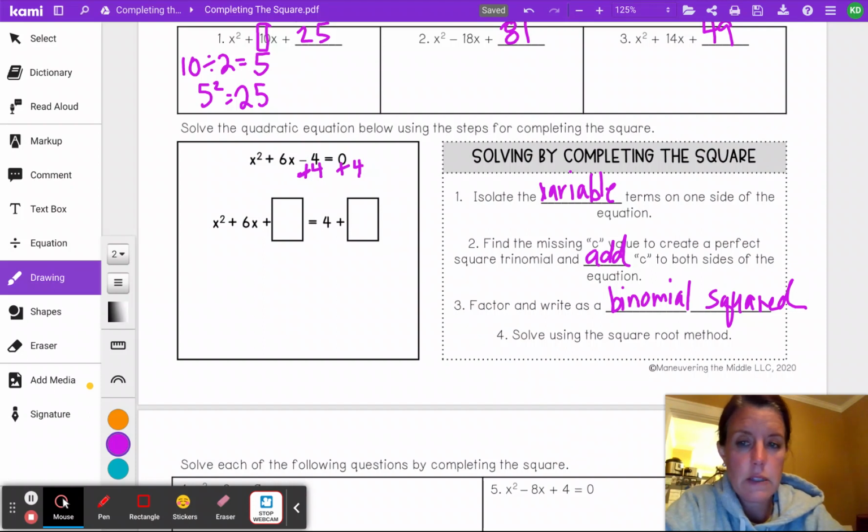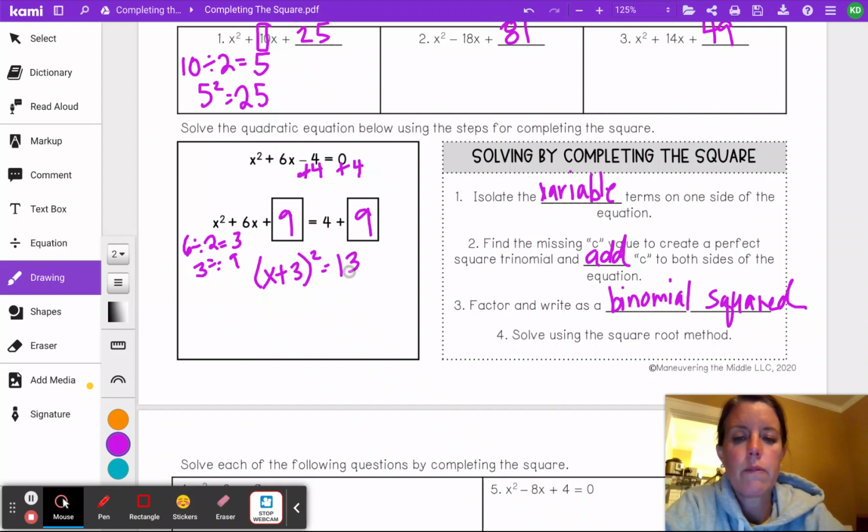So half of 6 is, 6 divided by 2 equals 3. 3 squared is 9. So 9 goes right here, and then 9 goes to the other side. So now we've made a perfect square trinomial. So this would just be x plus 3 squared equals 13. So now we're just going to solve using the square root method. So square root both sides.